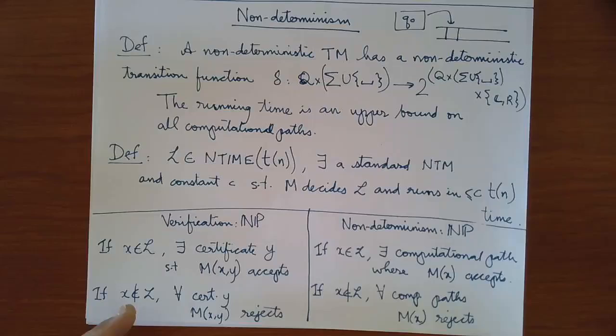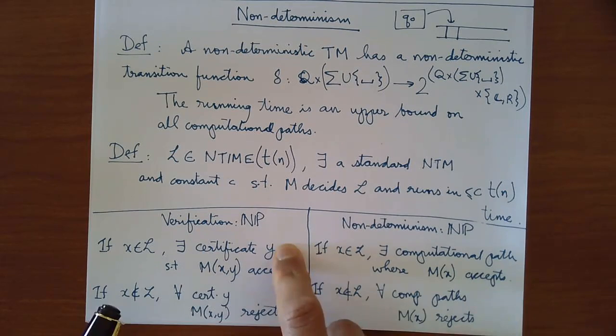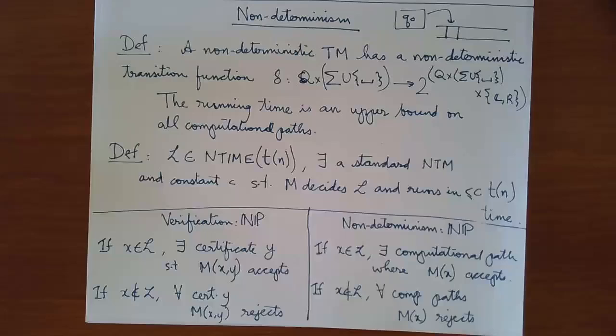So the certificate could simply be the list of non-deterministic choices to make. And conversely, if you had a certificate viewpoint, you could make a non-deterministic machine which would simply guess the certificate non-deterministically, and then verify it and then run it, right? So hopefully you see that these are equivalent viewpoints, non-determinism and verification.